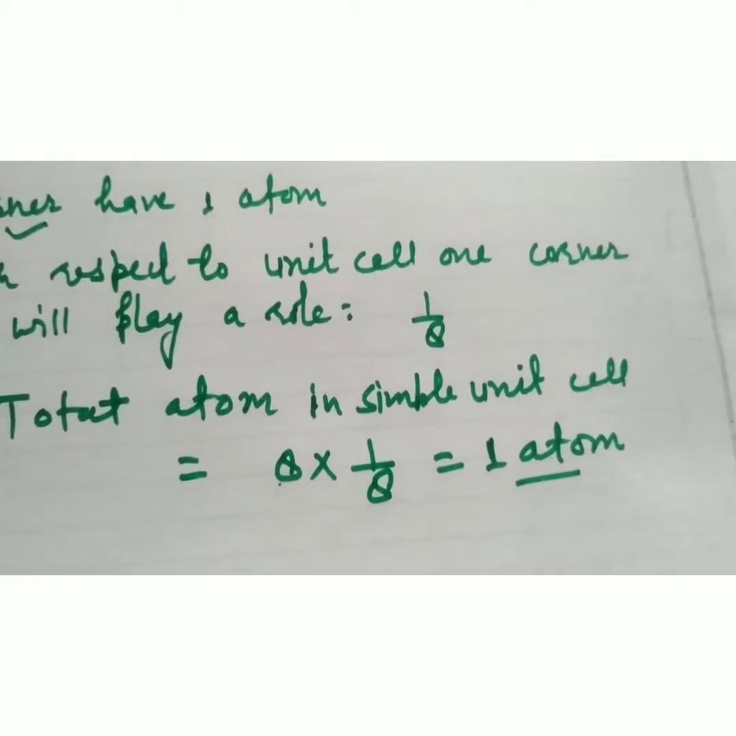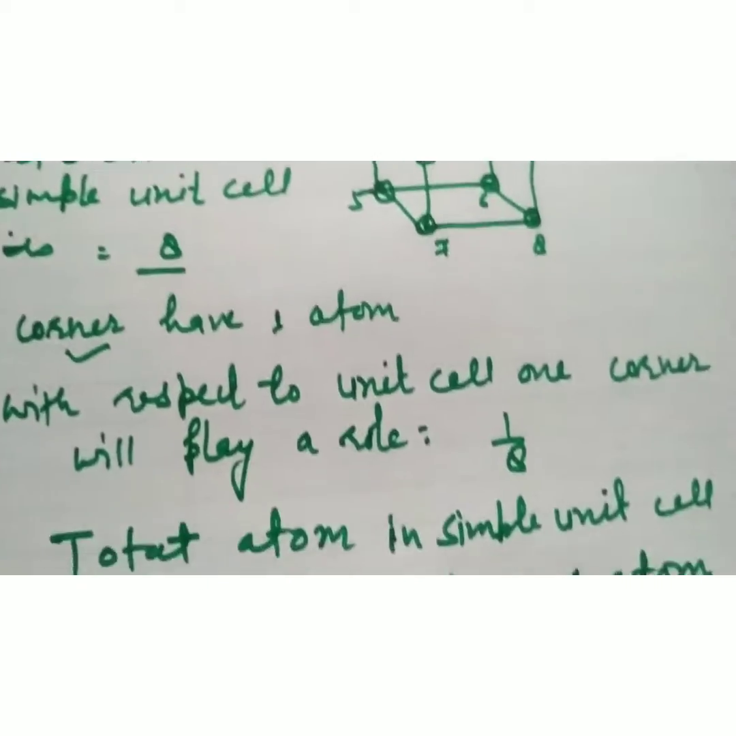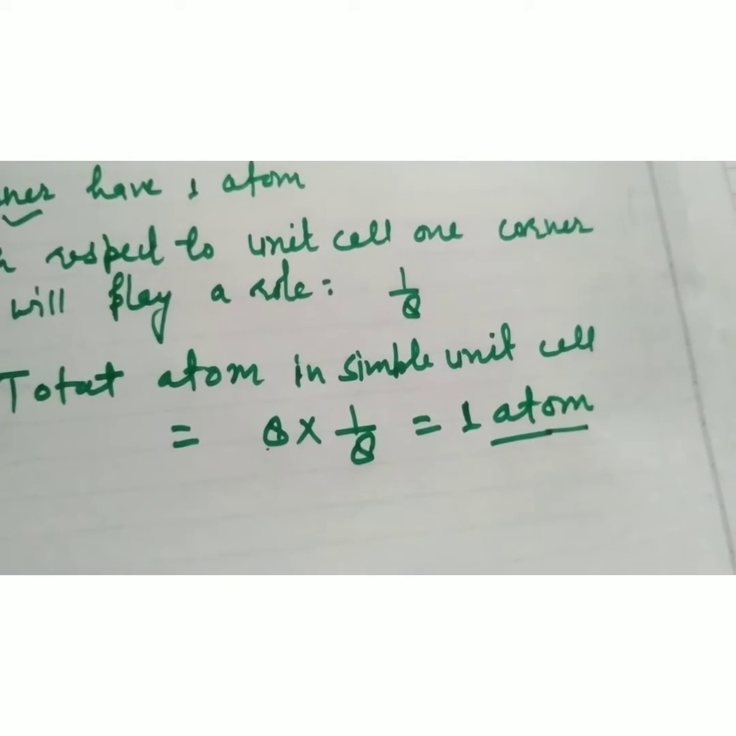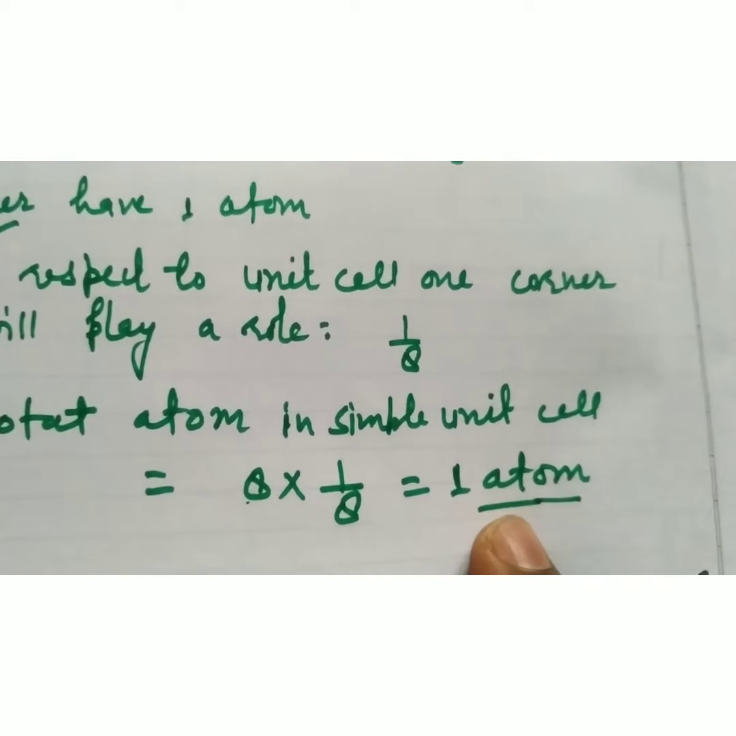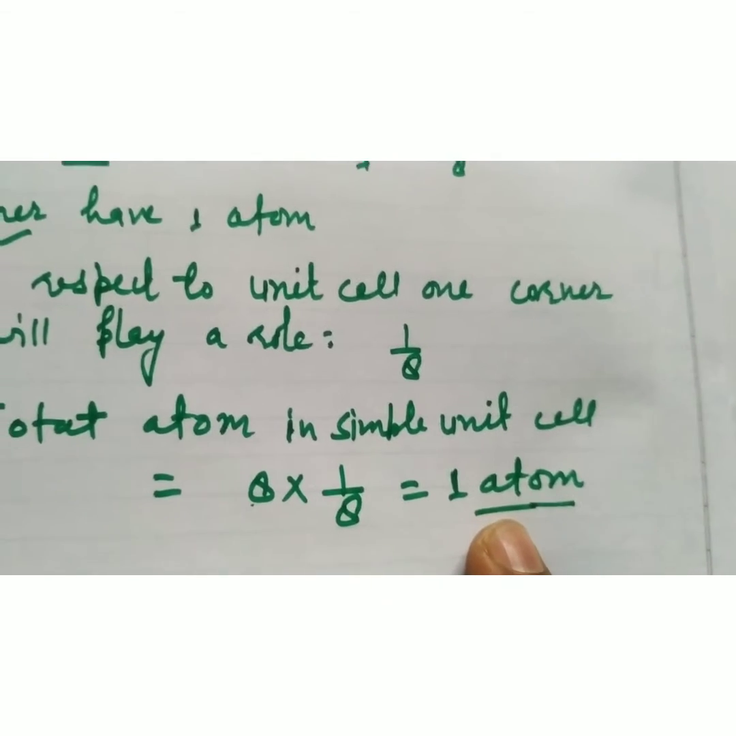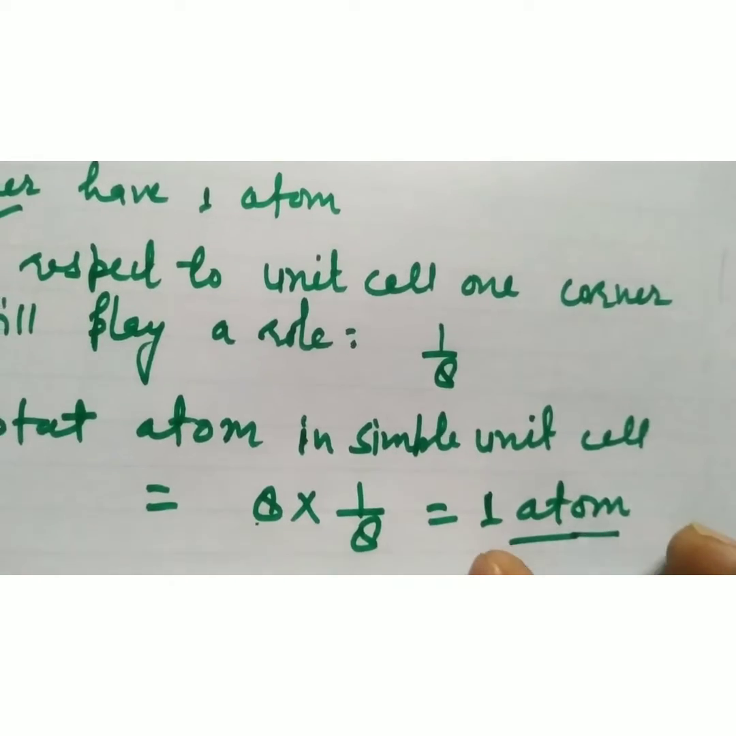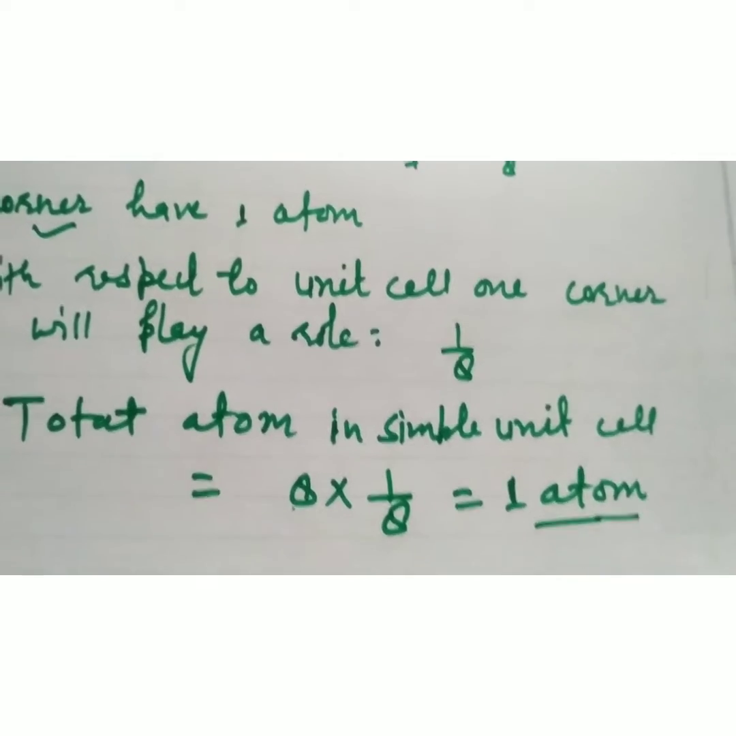So dear students, the simple unit cell has one atom which plays a part in the formation of the whole crystal body. It plays the role of one atom. Clear? It means the simple unit cell gives one atom to the formation of a whole crystal body. Clear?